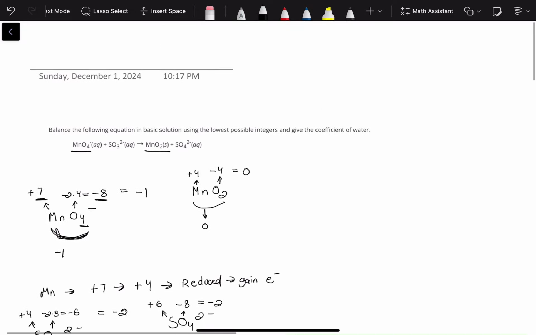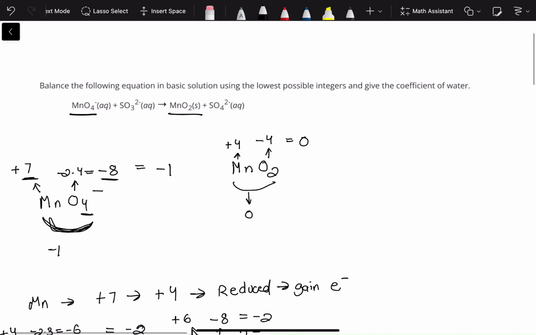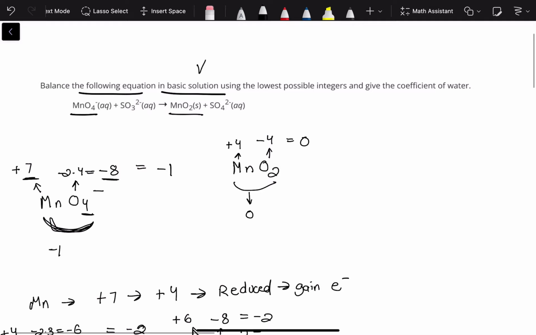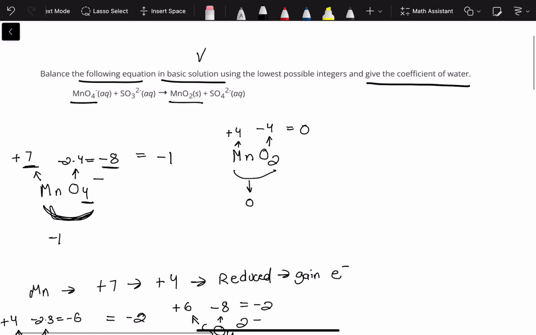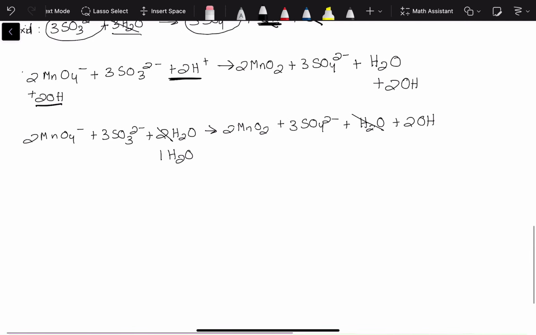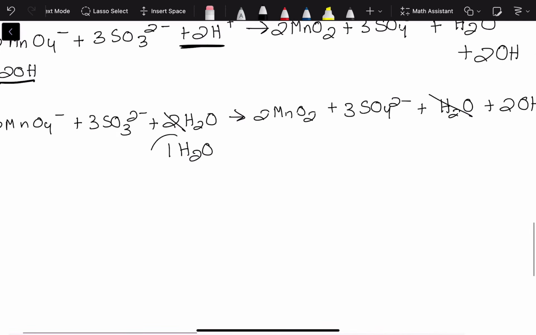So going back to what the question originally asks, it says to balance the following equation in a basic solution. So we've done that. And we have to give the coefficient of water based on this. So when we come down here, we can see that after balancing it out, we have a coefficient of 1.